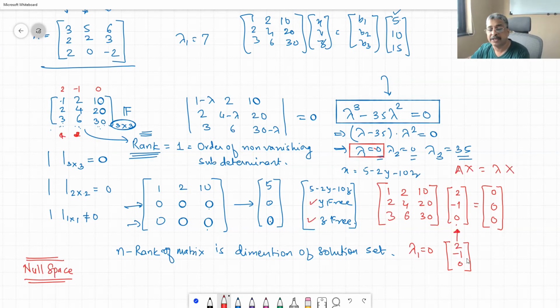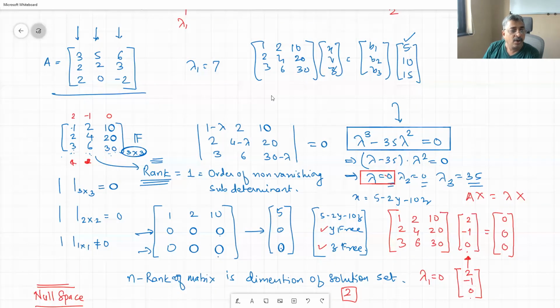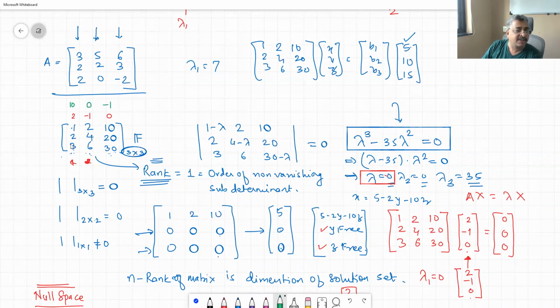Okay, so I will explain null space a little later, but because the dimension of the solution set is 2 here, we are supposed to get two linearly independent vectors in your null space. We have got one as 2, minus 1, 0, and now if we look at the original matrix again, we can get something. Let us take first and third. Then 10 times first, and minus 1 times third, and 0 times second, I will get the 0 vector. Let me write it.